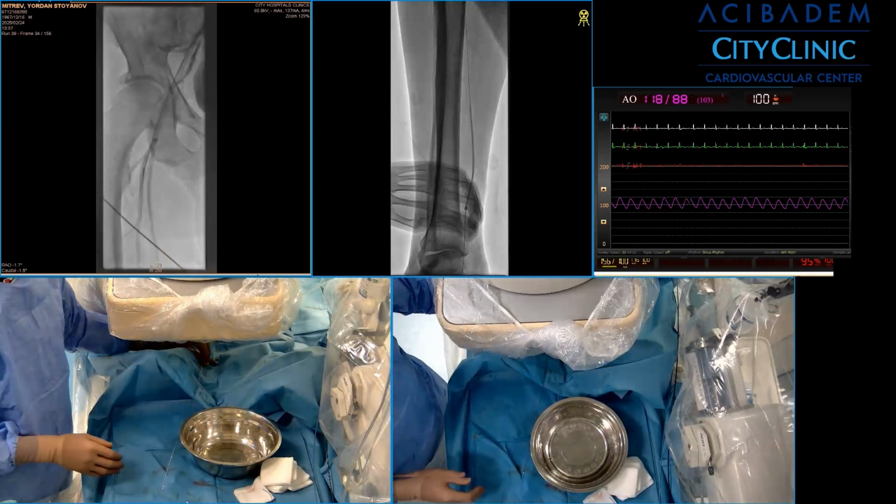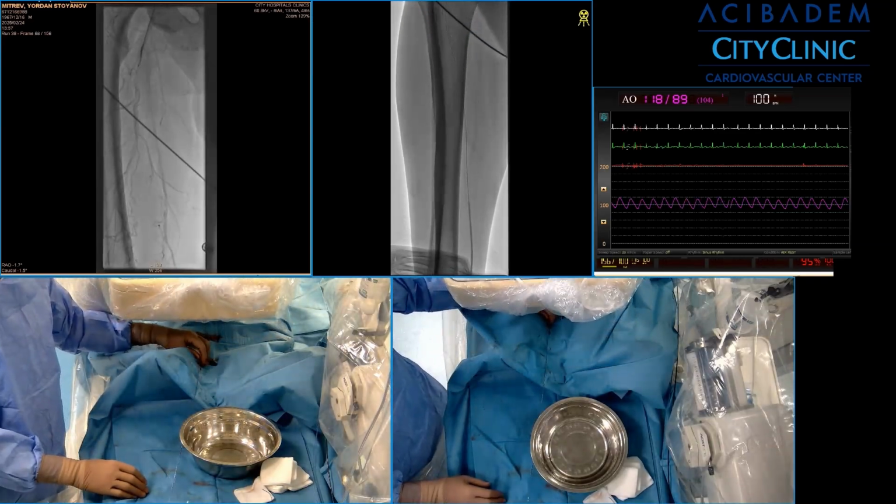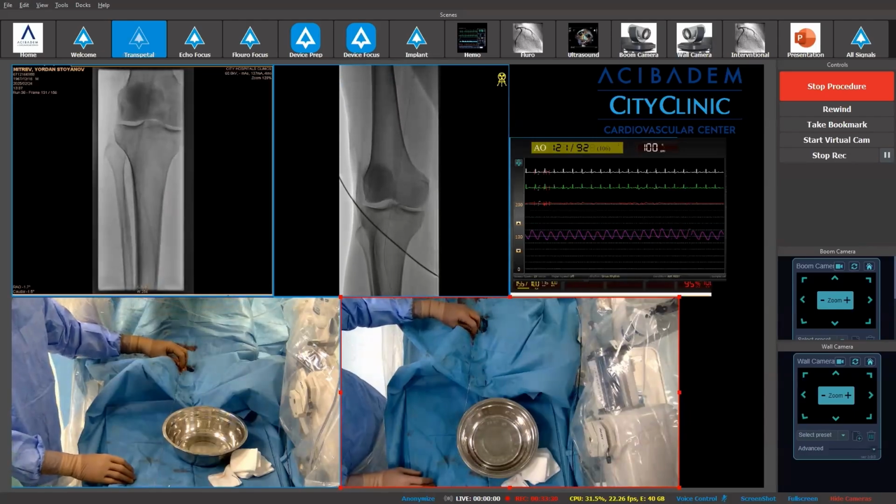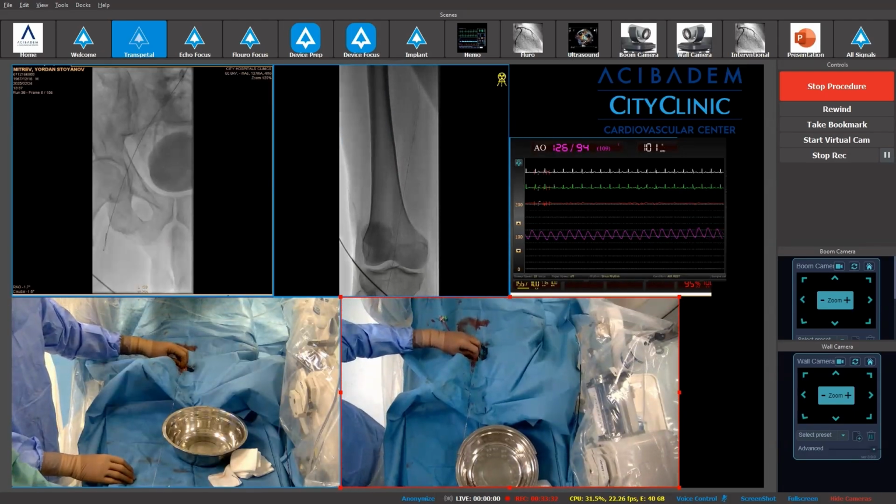Okay, let's go to the level of the stenosis. Up, up, up. Okay. A little more.